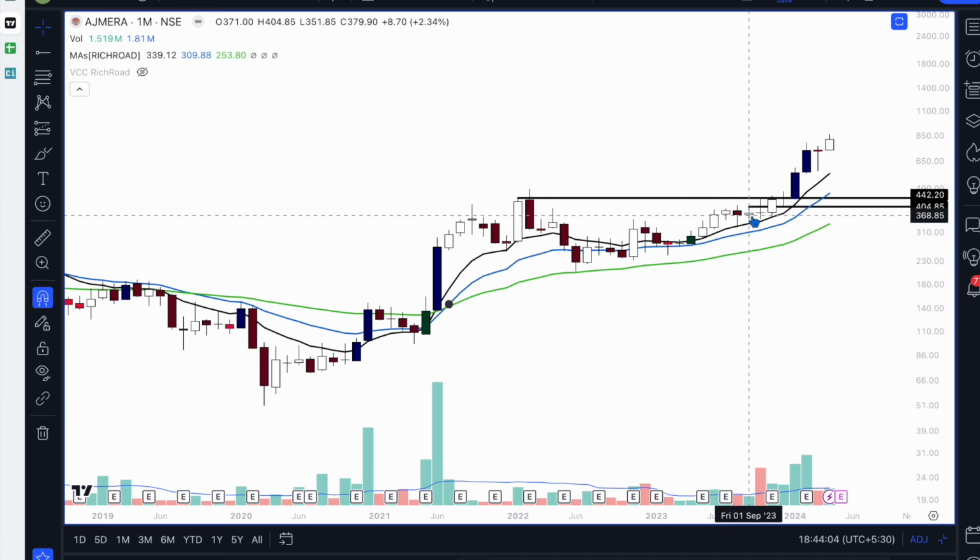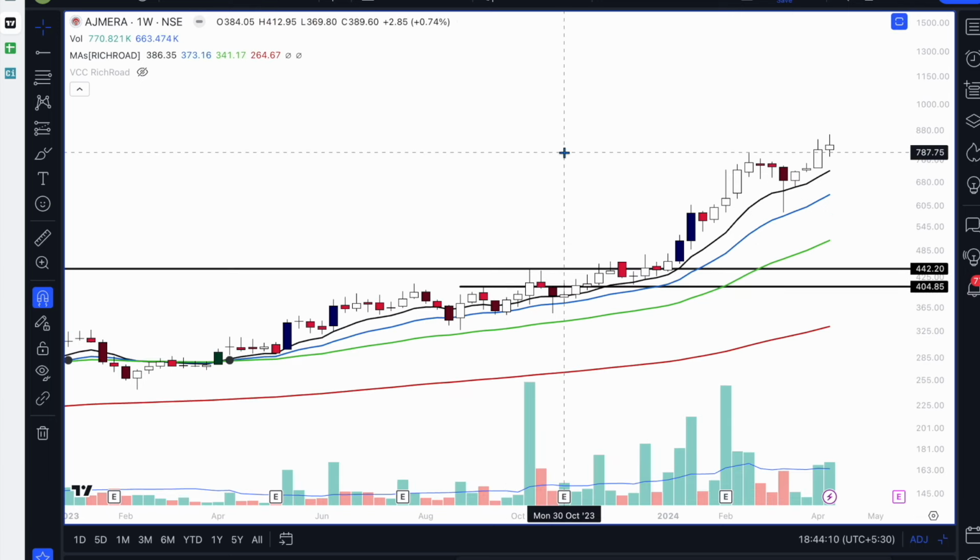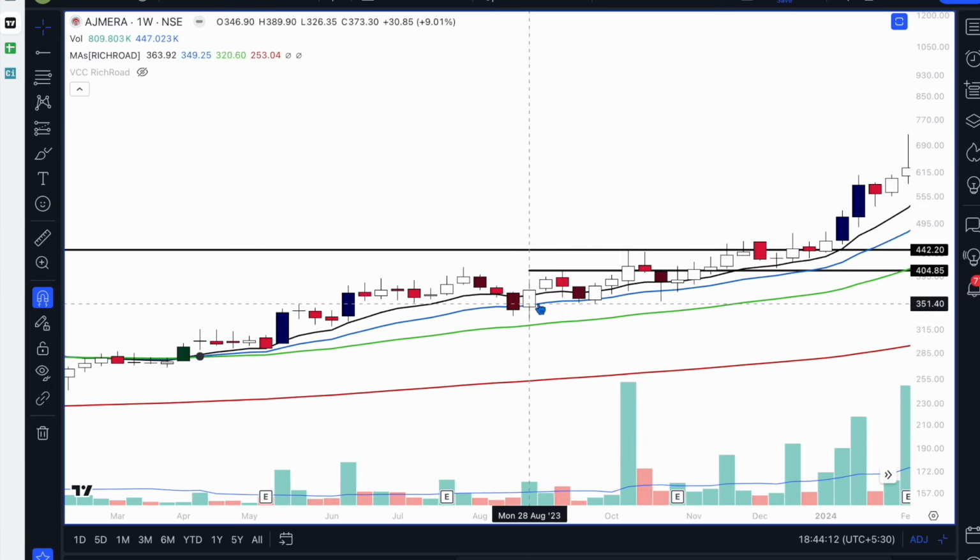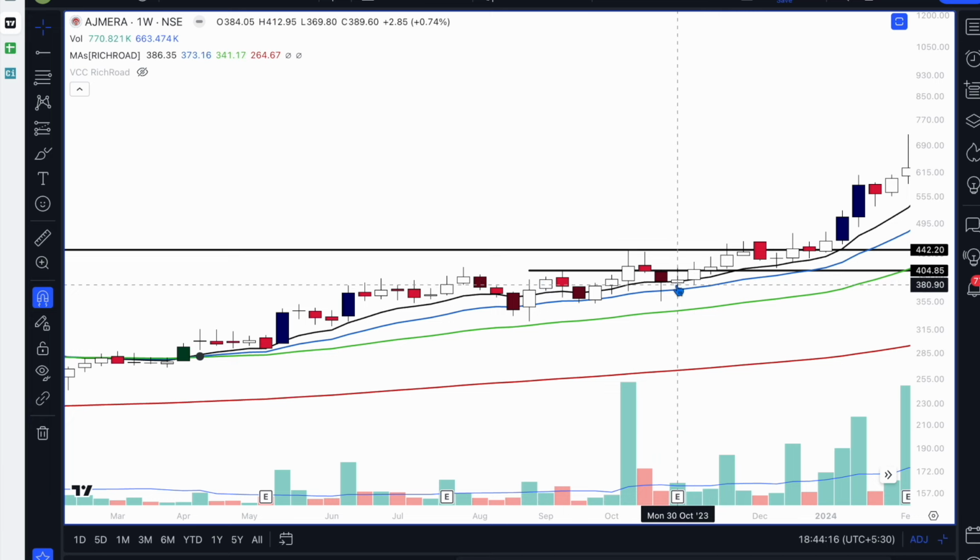So this is the month that the stock is in the scan, is coming. Let's go and see how the weekly looks like. This is where the month of September started and by end of the month.